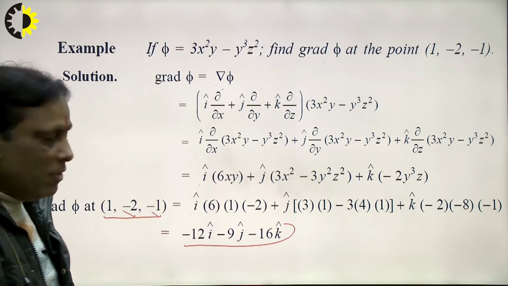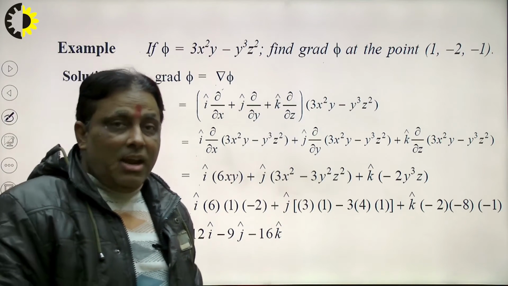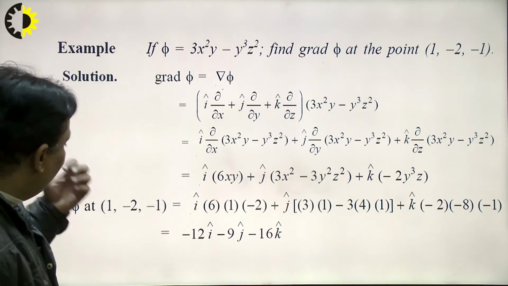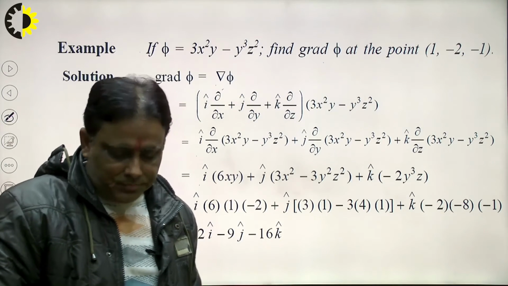In this way, with the help of grad, we can obtain a vector with the help of the surface. And what will be the position of this vector on the surface? I explained just now.